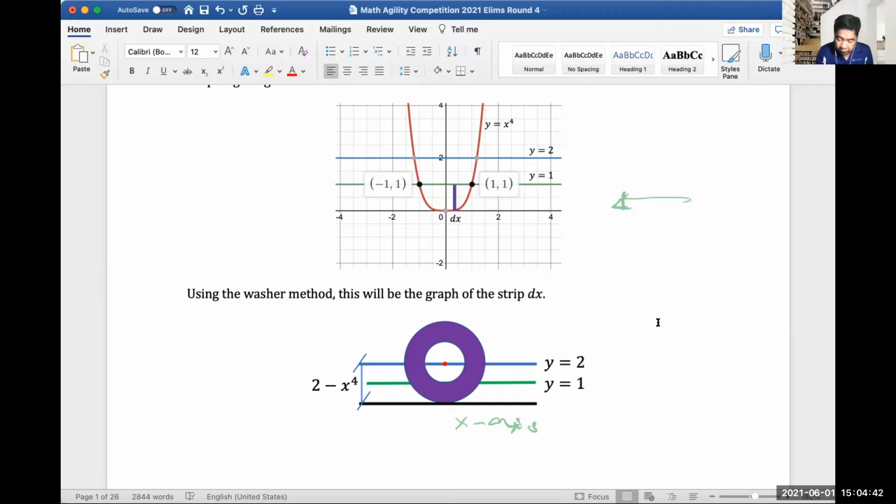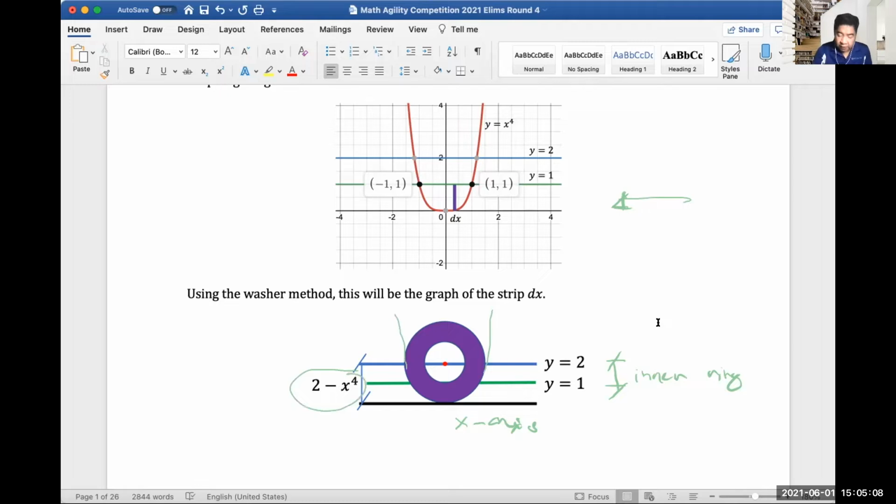going to the center of our washer, which is y equals 2, right? So this would be the inner ring, and the outer ring of course would be 2 minus x to the fourth, right? Because of this curve here. This is our curve if you continue it here. So 2 minus x to the fourth, which is the outer ring.